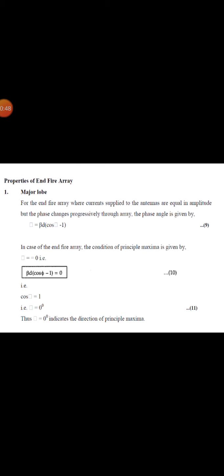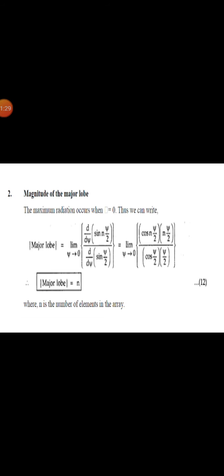That is, a major lobe occurs in the direction psi is equal to 0. That is, by substituting the value of beta d into cos phi minus 1 as 0. That is for the end-fire array, where currents applied to the antennas are equal in magnitude, but phase changes progressively through the array. The phase angle is given by beta d cos phi minus 1. In case of the end-fire array, the condition of the principal maxima is given as psi is equal to 0. So, beta d into cos phi minus 1 is equal to 0. Therefore, when you take beta d to the right hand side, cos phi is equal to 1 and psi is equal to 0. Psi equal to 0 indicates the direction of the principal maxima, right?